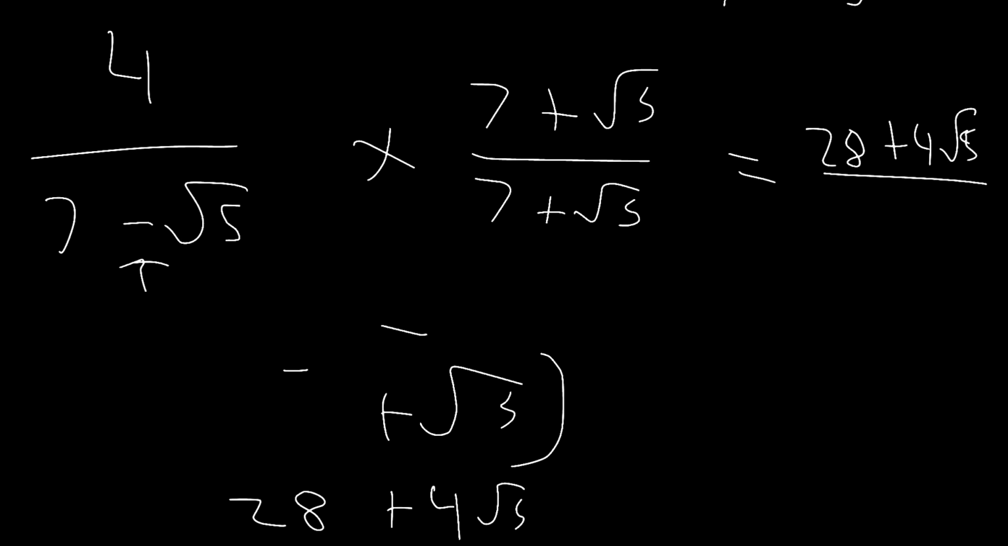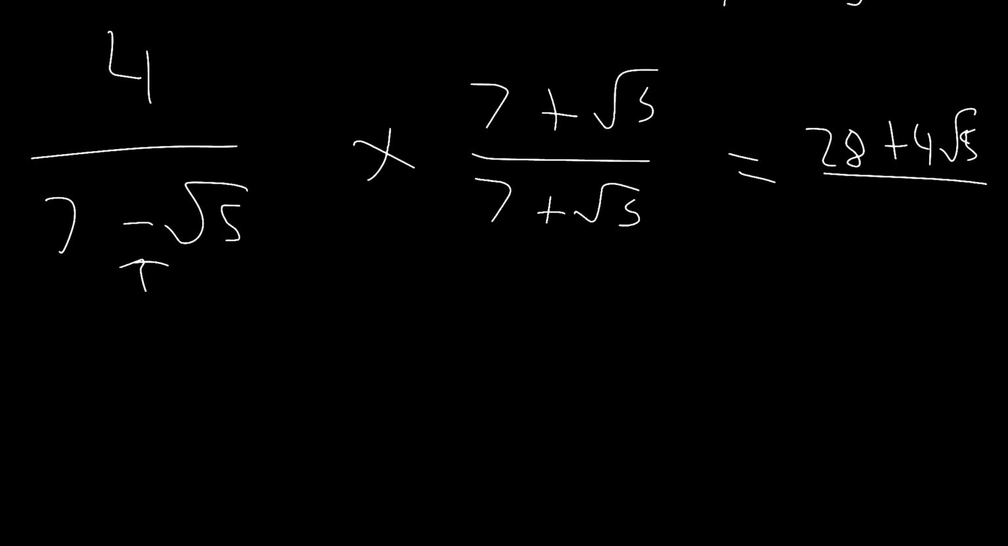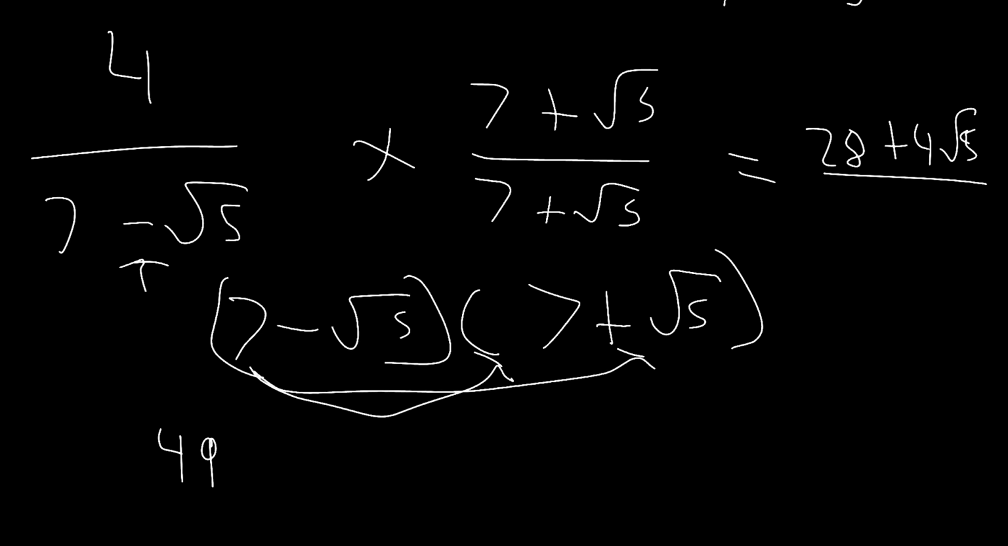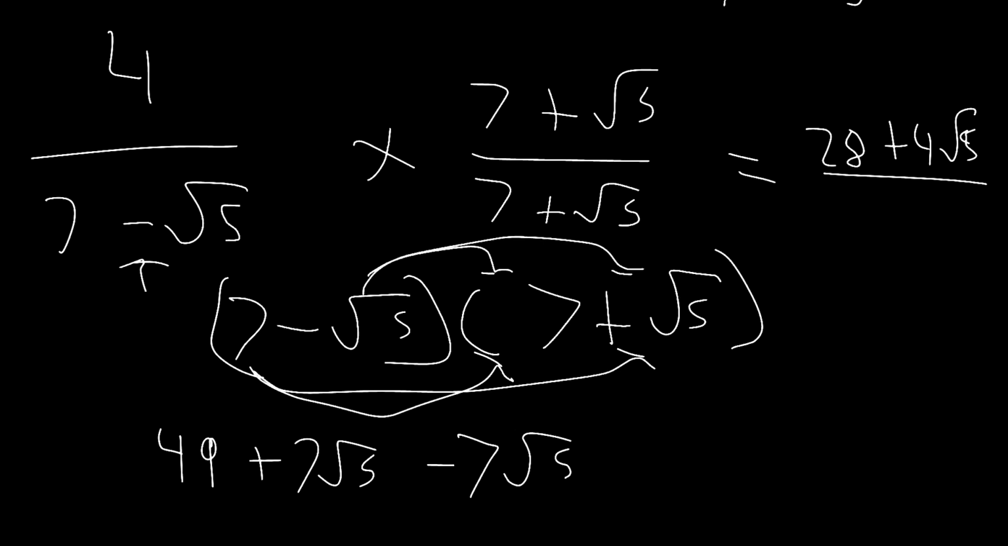And then to multiply the denominators, again, this would be a case of double brackets. So I have 7 minus root 5 multiplied by 7 plus root 5. And we'd have to just do double brackets. So 7 times 7 gives me 49. Minus root 5, 7 times plus root 5 gives me plus 7 root 5. Minus root 5 times 7 gives me minus 7 root 5. And then minus root 5 times plus root 5 gives me minus 5.